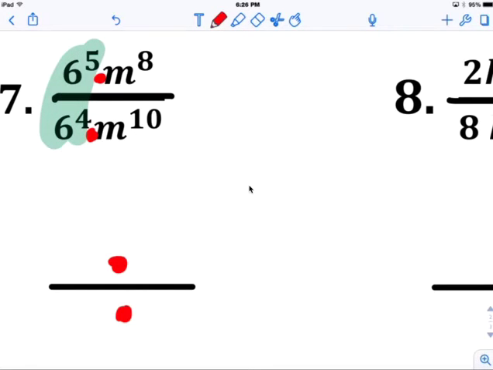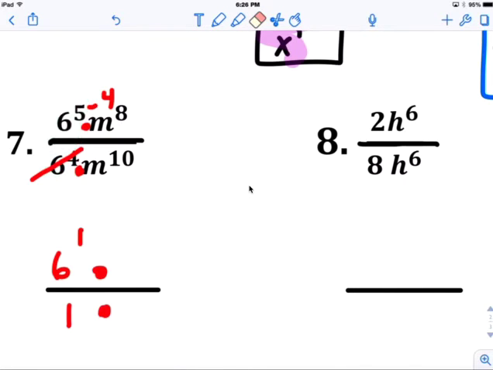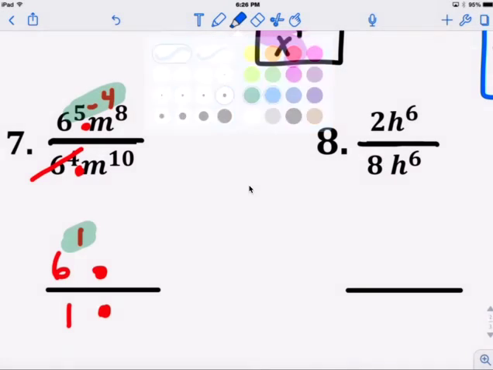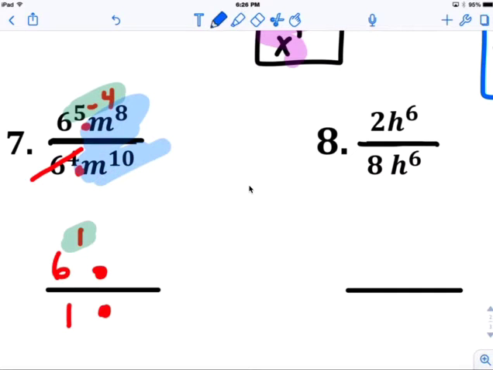Which one gets a 1? The 6. That's a 1. Minus the 4. So 6 to the 1st power, because 5 minus 4 is this 1. Okay, the second one, you take this right here.